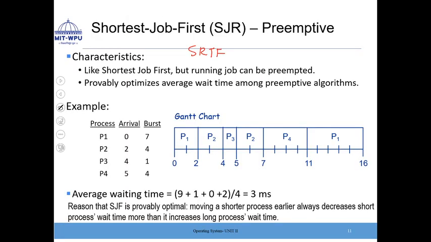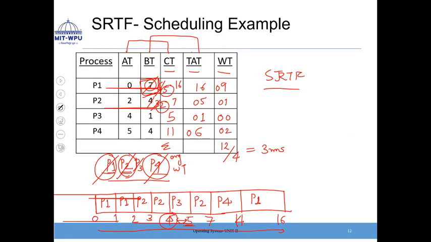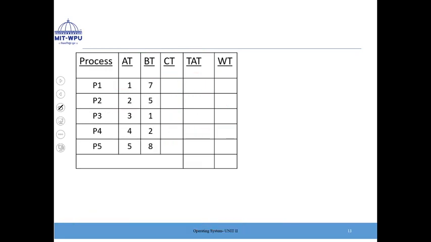So let us go back to the answer. If you look here, this is the Gantt chart. P1 has finished at 16, P4 at 11, P2 has finished at 7, P3 arrived at 4 and finished at 5. So the average waiting time for these processes is 3 milliseconds. In the preemptive approach, this SJF is optimal because moving a shorter process earlier always decreases the short process waiting time more than it increases the longer process wait time. So that's all for shortest job first and shortest remaining time first.